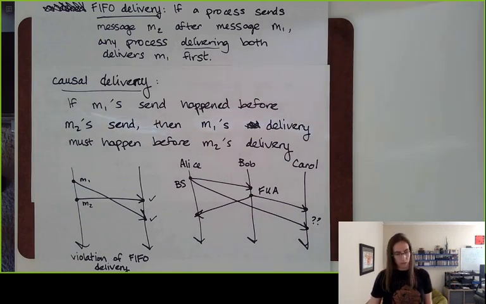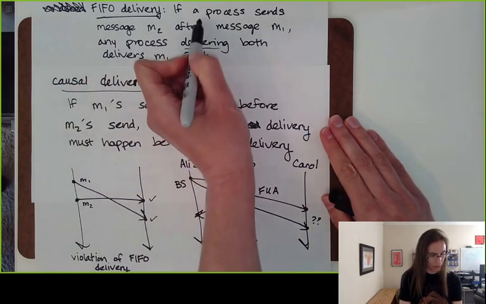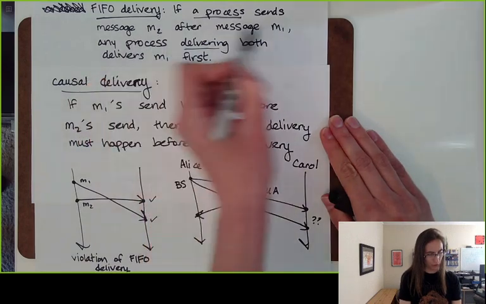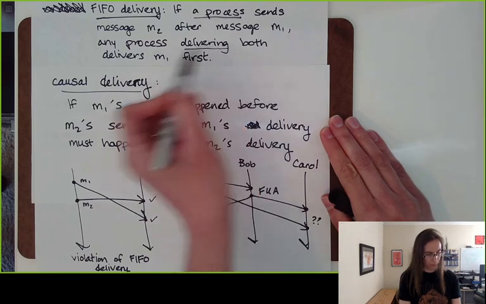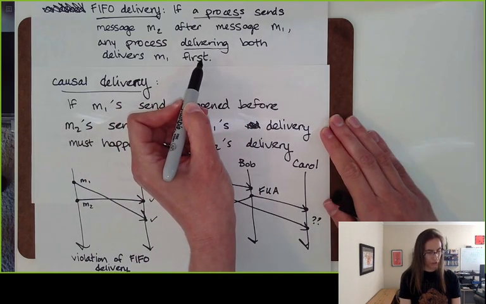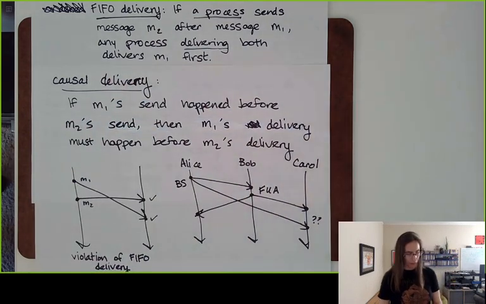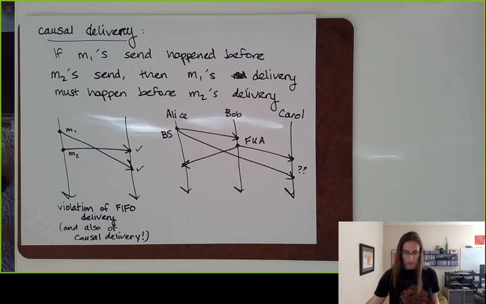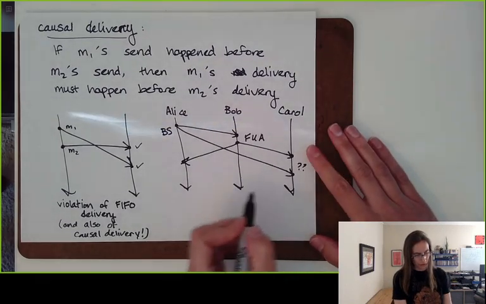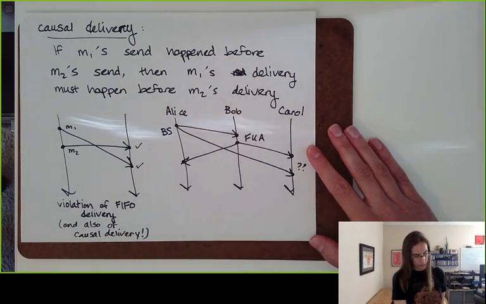So why not? Well, think about what Fifo delivery says. Fifo delivery is talking about two messages that are being sent by the same process. A particular process sends message M2 after message M1. And then there's a same process that is supposed to deliver both, and it's supposed to deliver them in the order sent. So it has to do with two messages being sent by the same process and being delivered by the same process. But that's not what's going on here. If you just look at this picture, there isn't any process in this picture that receives two messages from the same originating process.